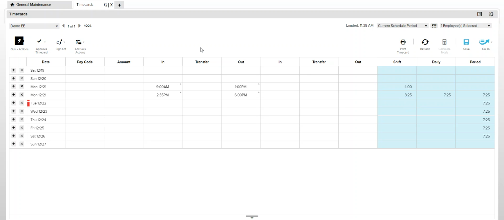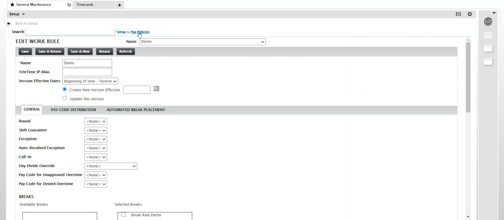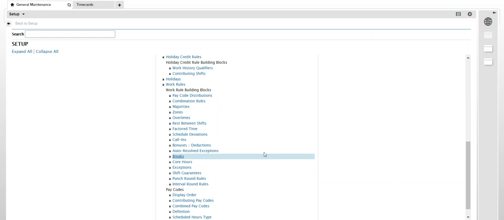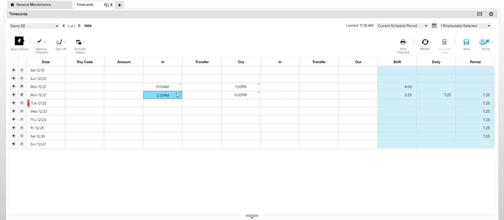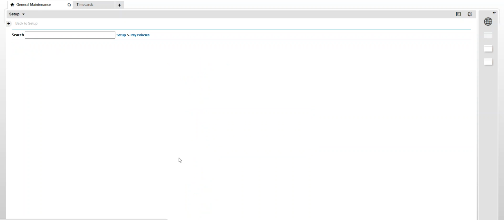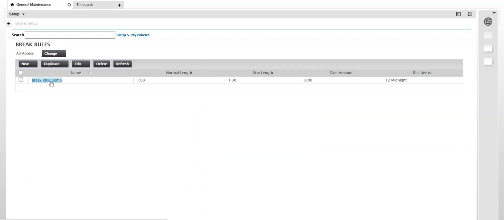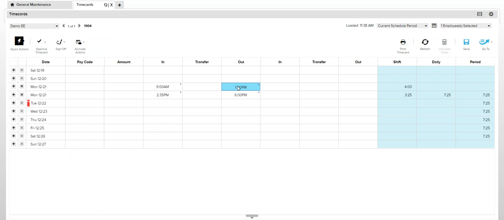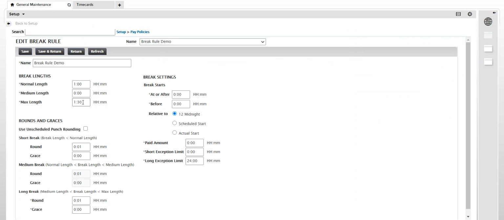Why did this happen? This happened because of the max length. Remember, I told you the max length acts like a kind of glue which holds both the punches together before you punch out for the day. The max length works like a glue which will hold them together so that your shift doesn't break. Now, if you go back to the break rule, look at your max length. The max length is 1 hour and 30 minutes. However, the employee has taken a 1 hour and 35 minutes break. So that means any employee who exceeds 1 hour and 30 minutes, the shift is again going to break.